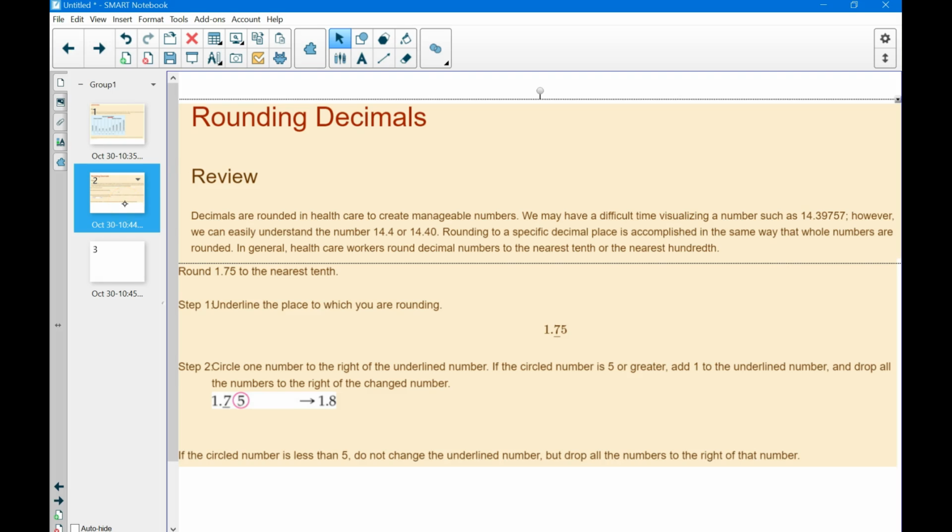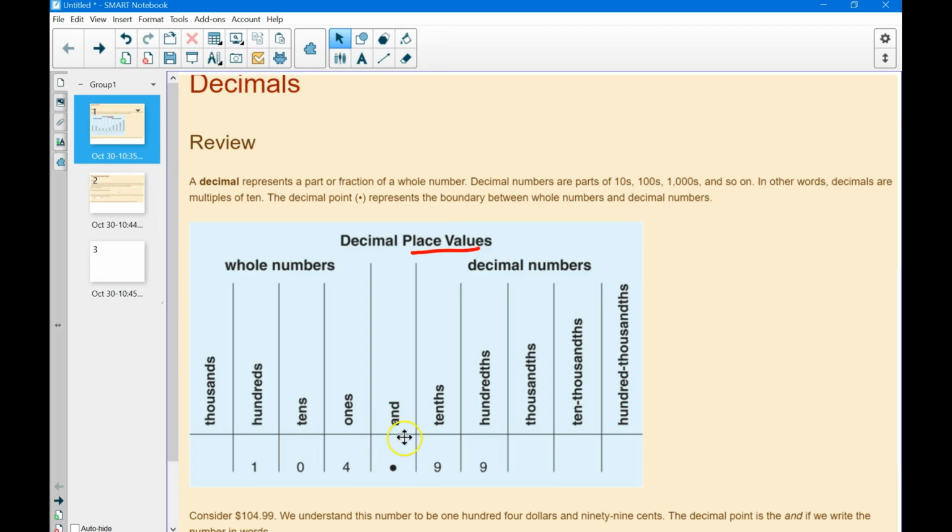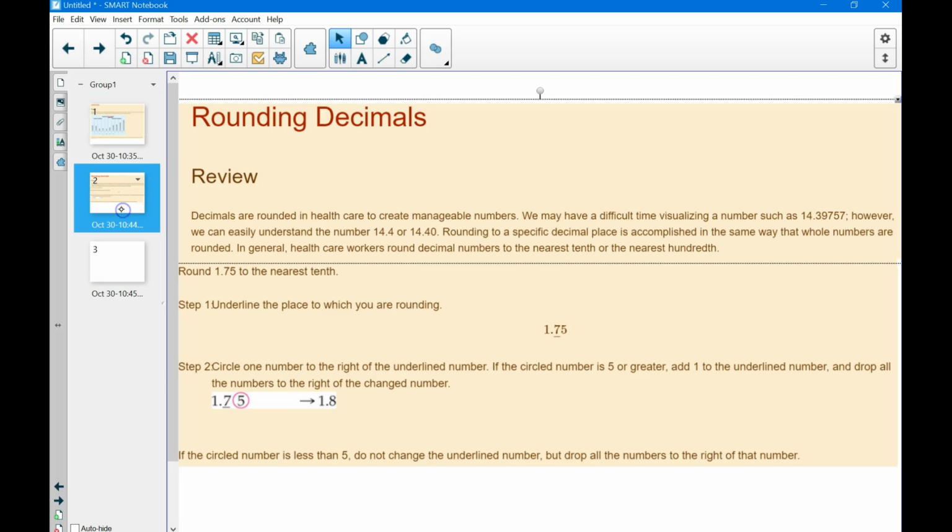Underline the place in which you are rounding. In this case, they're taking 1.75 and rounding it to the nearest tenth. Looking at our diagram, the nearest tenth is one spot after the decimal, so that's where we're going to cut it off. If the next digit is 5 or greater, we add 1 to the tenth and drop the numbers after it. So for example, 1.7 turns into 1.8. If it's 4 or less, we leave the 1.7 as it is and drop the numbers behind it.